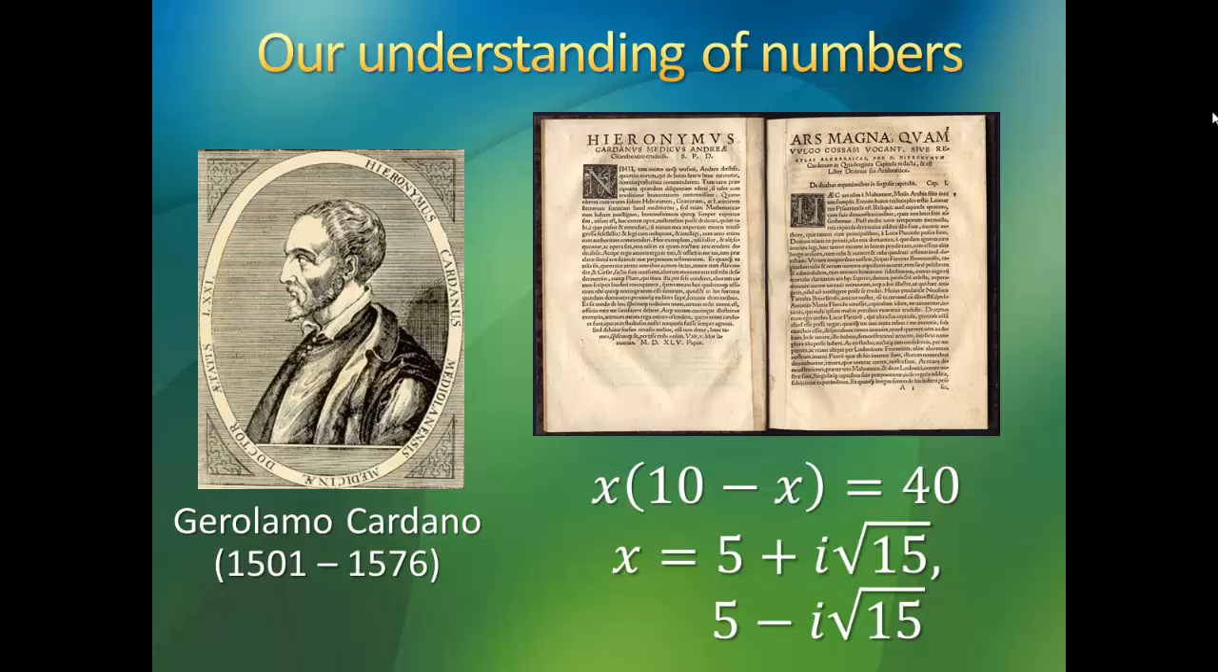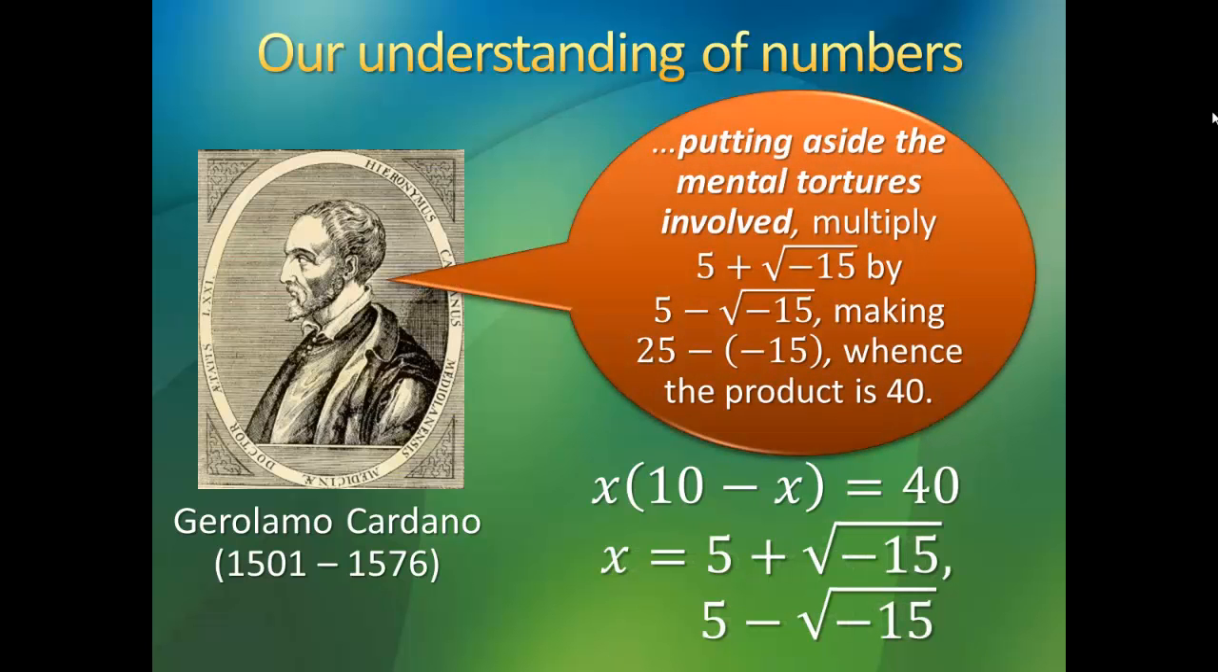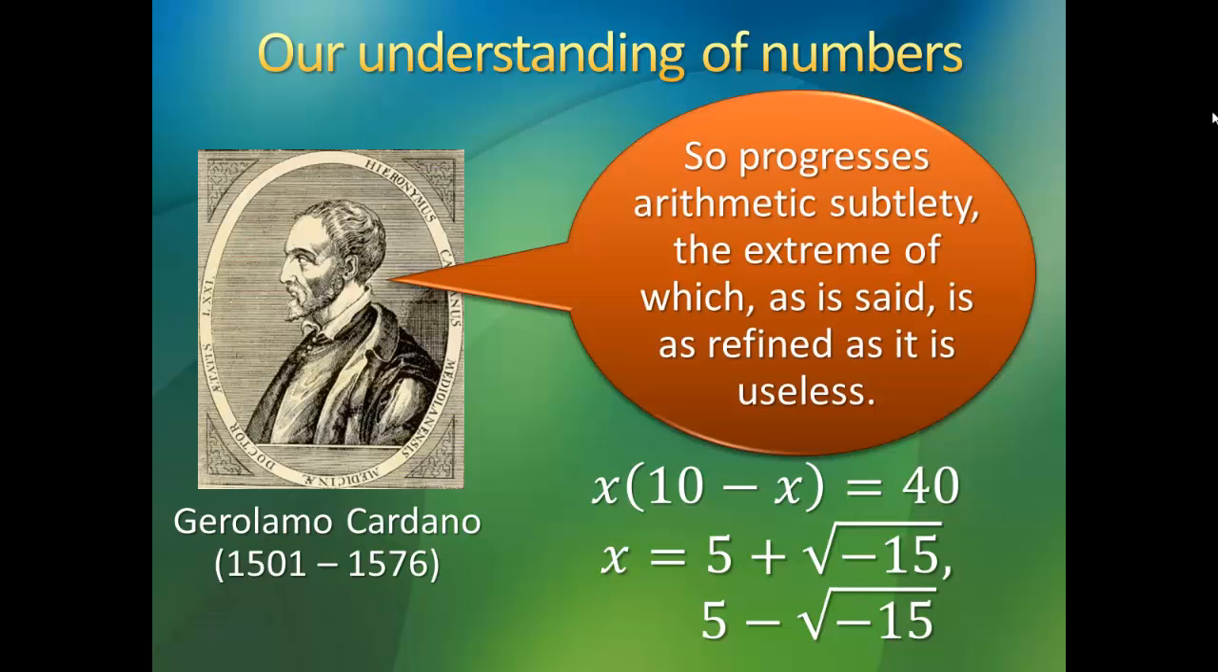As he wrote in his text, "Putting aside the mental tortures involved, multiply 5 plus root negative 15 by 5 minus root negative 15, making 25 minus negative 15, whence the product is 40." He added, "So progresses arithmetic subtlety, the extreme of which, as is said, is as refined as it is useless."